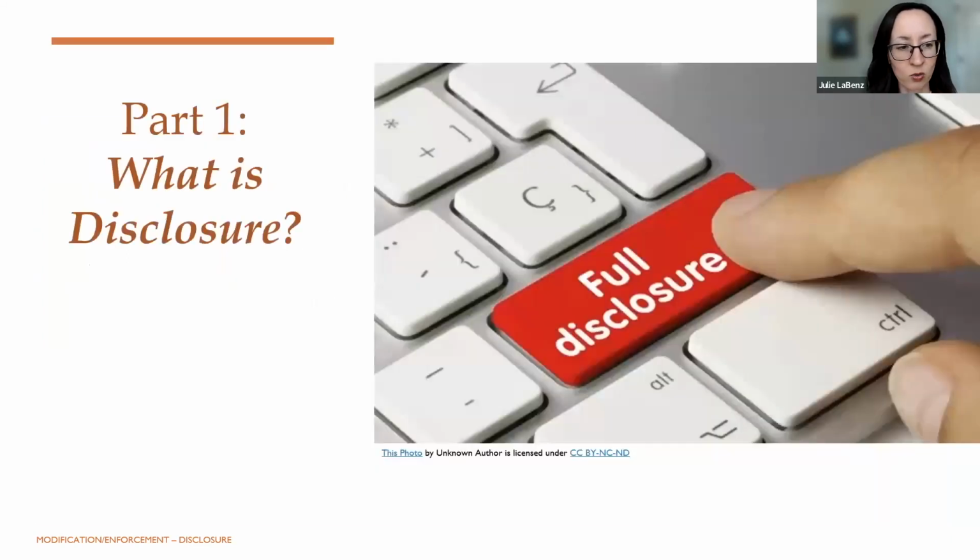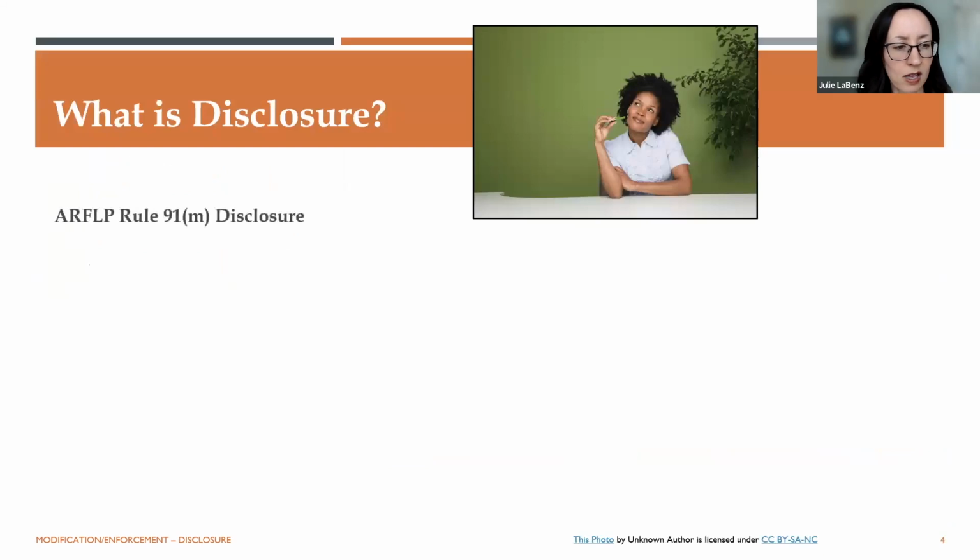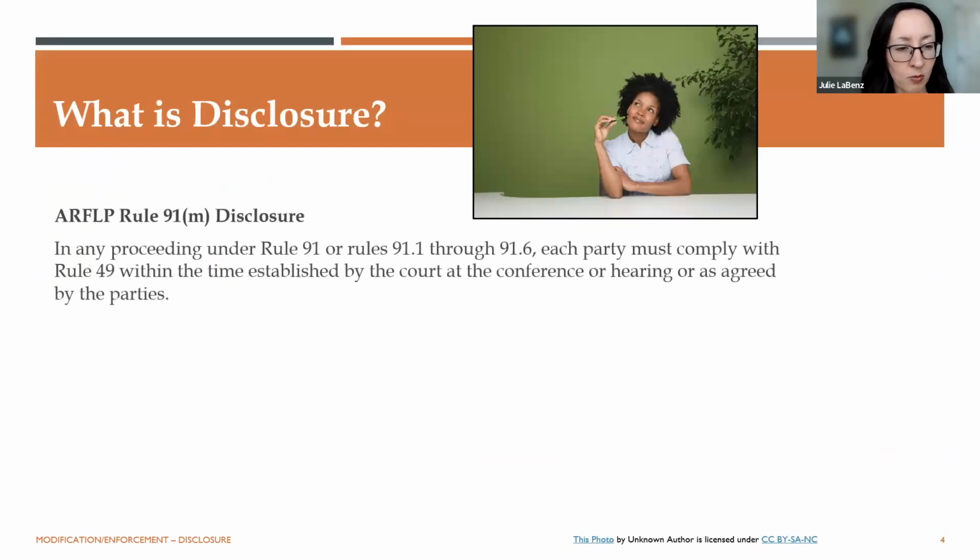So what is disclosure? Disclosure under Rule 91, which applies when you're post-decree or post-order, indicates that each party must comply with Rule 49, which is the standard disclosure rule under the Arizona Rules of Family Law Procedure. You're supposed to comply with Rule 49 within the time established by the court at the conference or hearing, or as agreed by the parties.